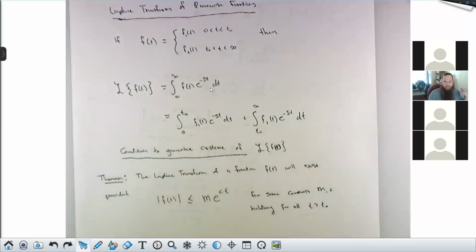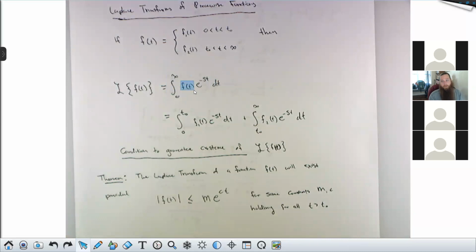Right? So as long as eventually your function gets dominated by some exponential, this integral will converge. That's the idea. This function is going to drag you down so fast. The only way for this Laplace transform integral to fail to converge is if this guy overwhelms this guy, which would mean this guy would have to grow faster than any exponential.